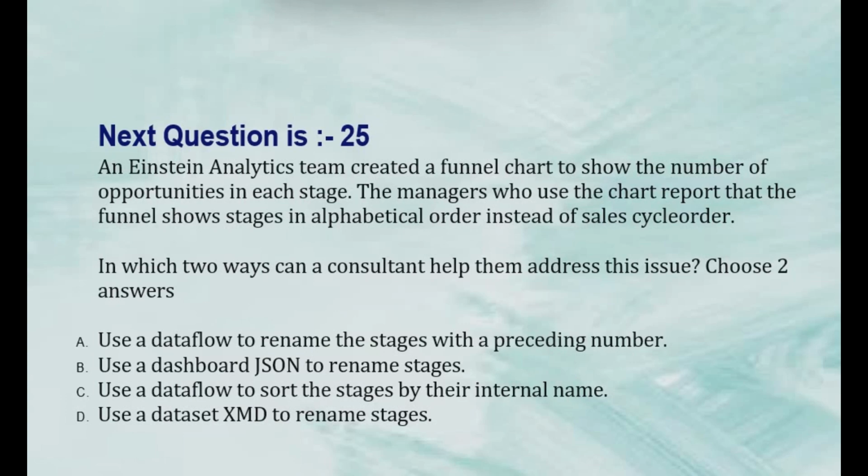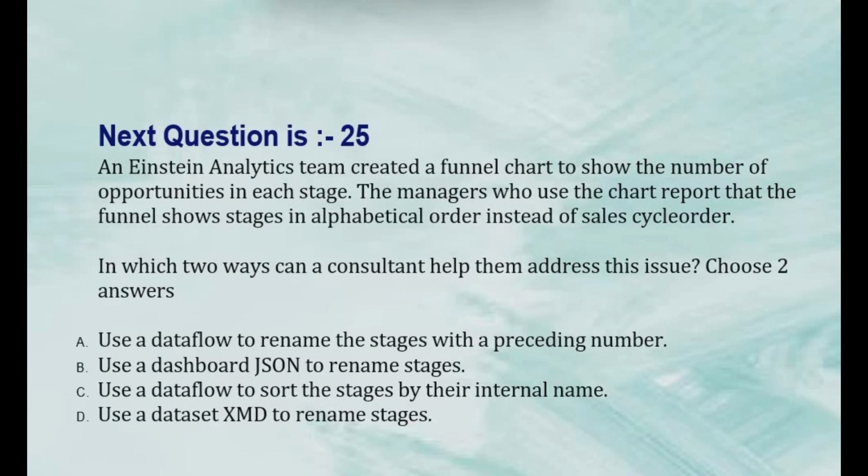Question is, an Einstein analytics team created a funnel chart to show the number of opportunities in each stage. The managers who use the chart report that the funnel shows stages in alphabetical order instead of sales cycle order. In which two ways can a consultant help them address this issue?